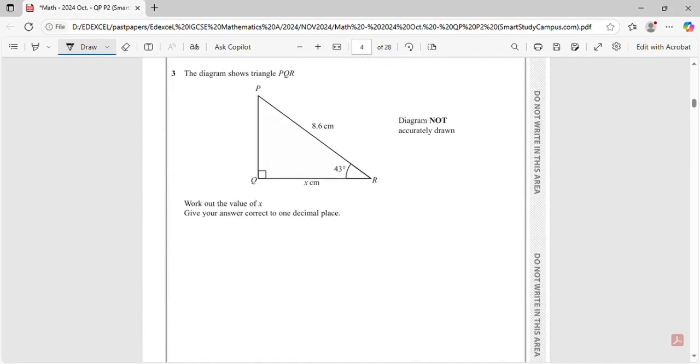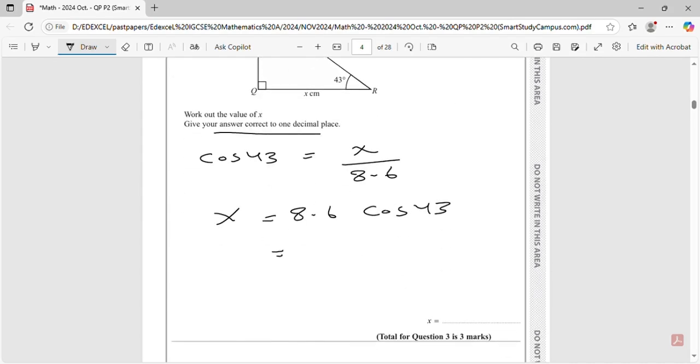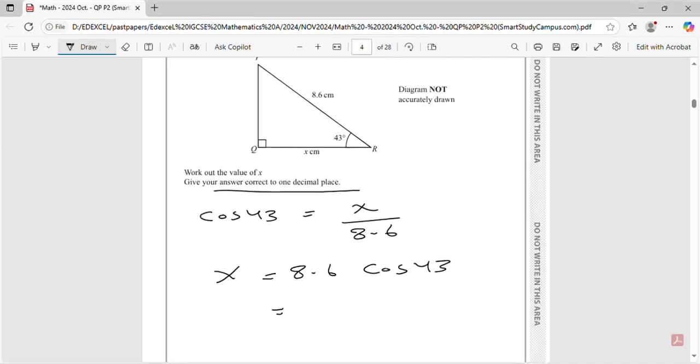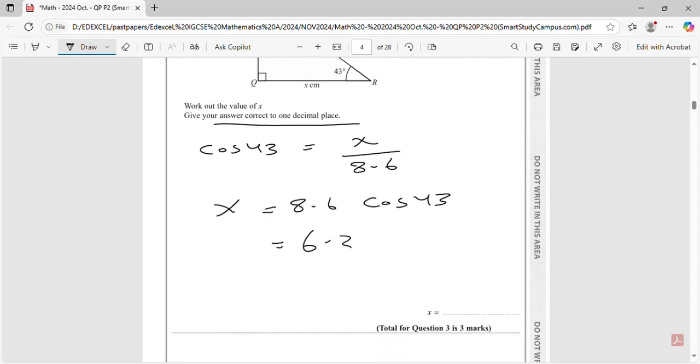Now for the third one, he asked me to work out the value of x, giving the answer correct to 1 decimal place. As long as this is 1 decimal place and he asked me for the value of x, I have this angle and the adjacent side, so I will use cosine. We know that cosine 43 equals adjacent over hypotenuse. So to find x, it will be 8.6 multiplied by cosine 43. And don't forget, by using the calculator, to correct it to 1 decimal place. So the final answer will be 6.3.